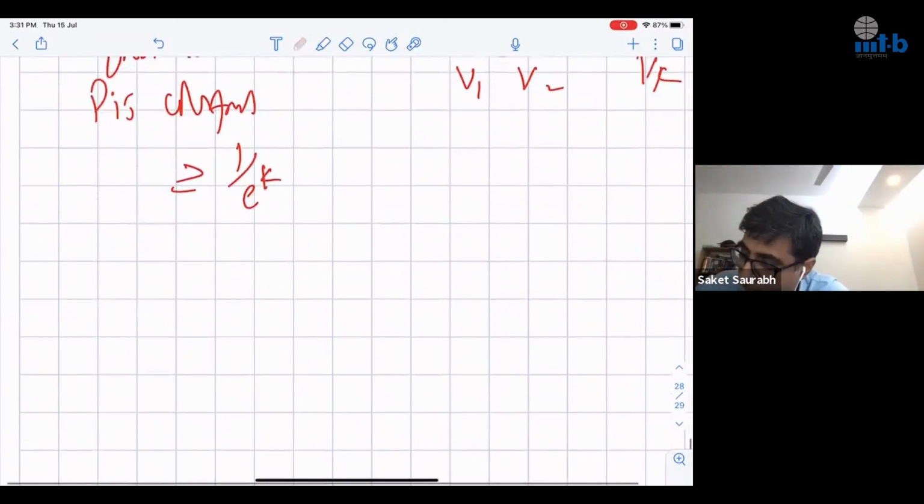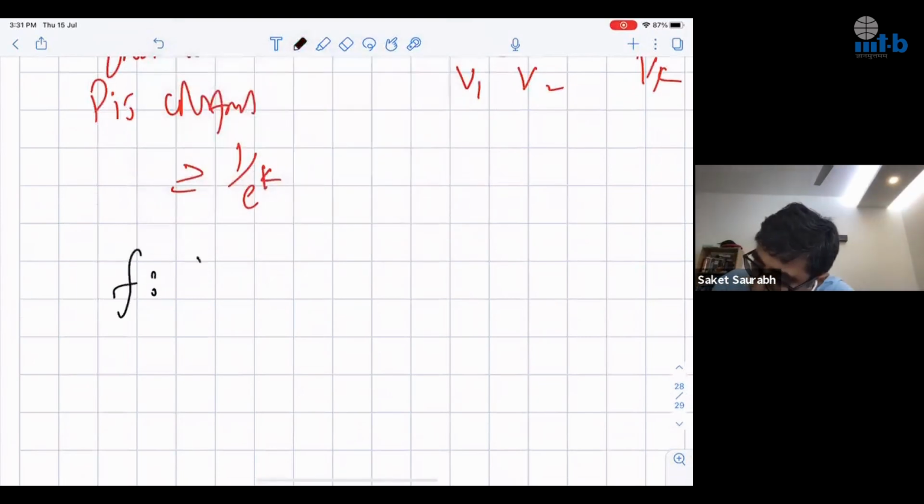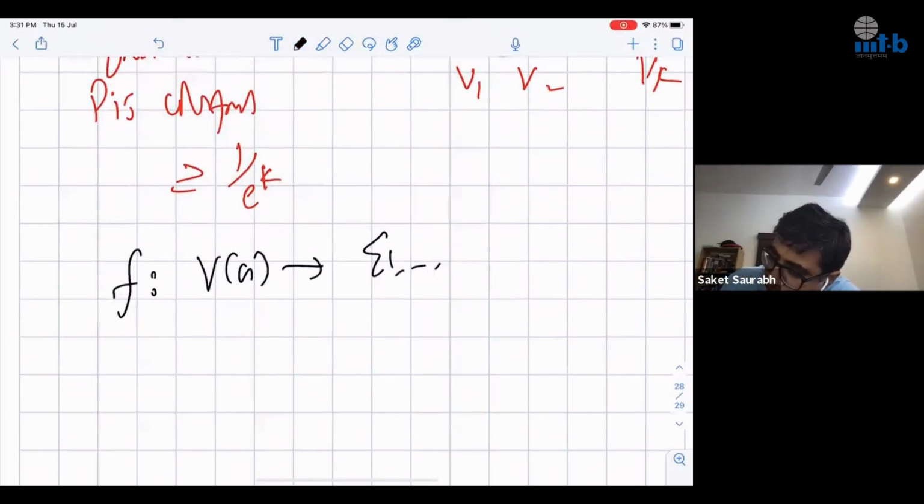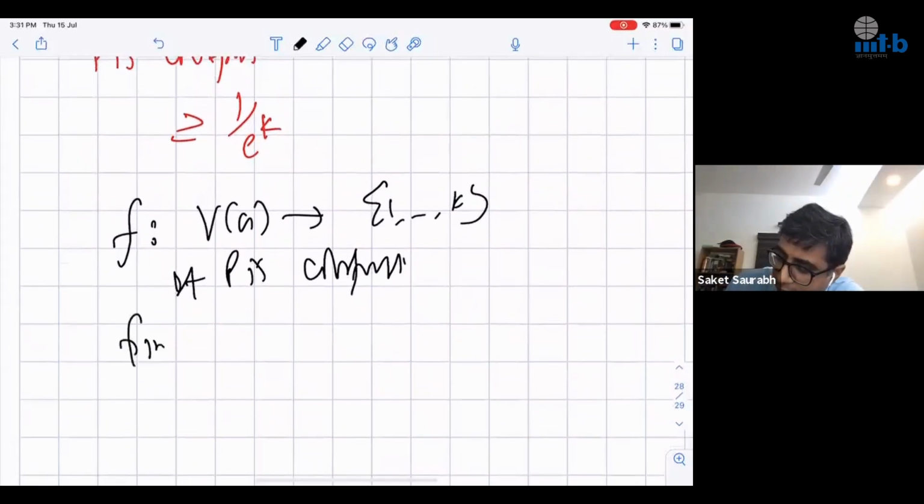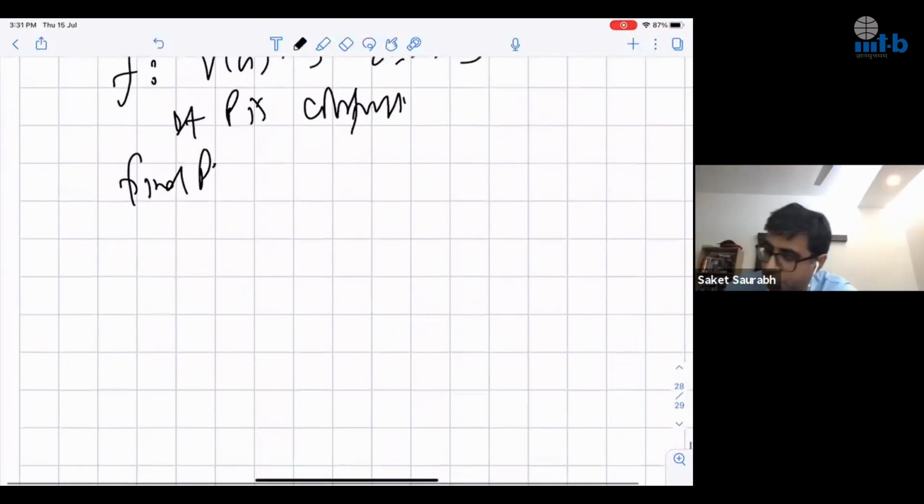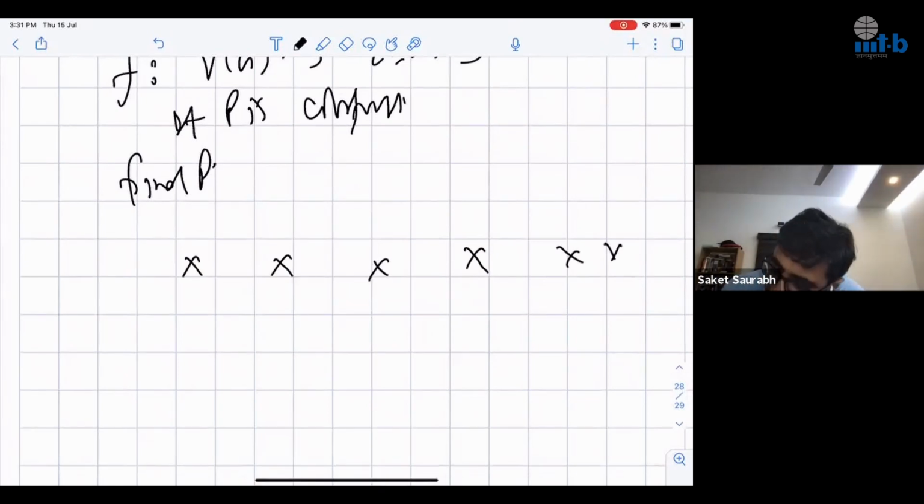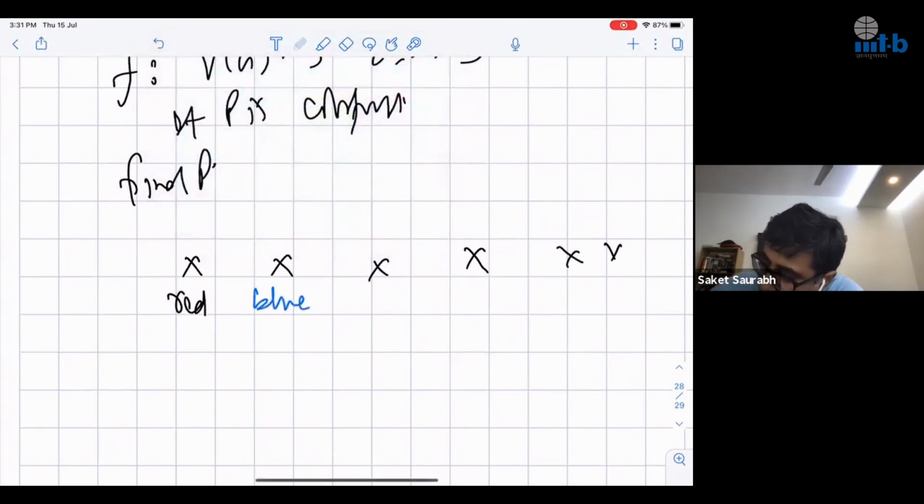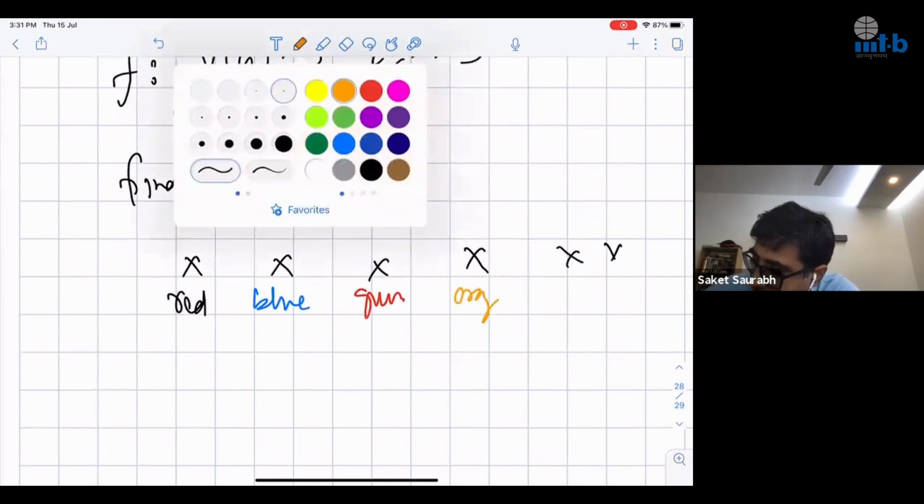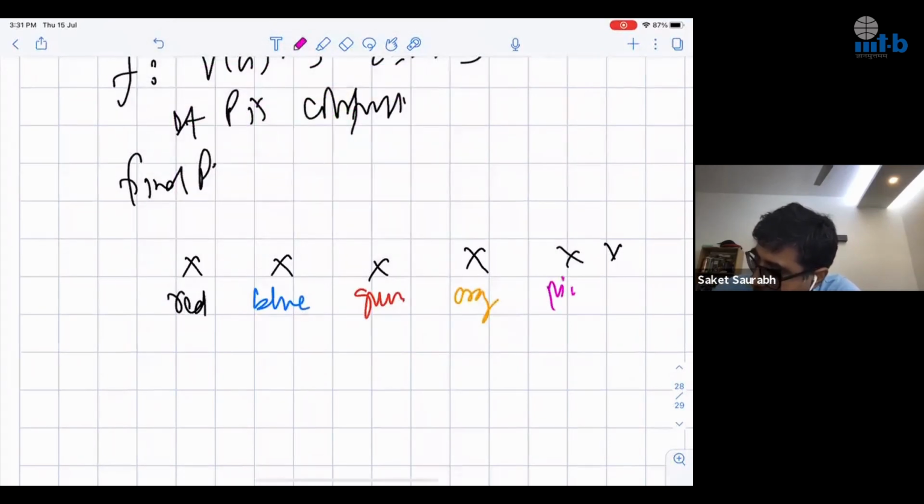So now what I know is that I have a function from the vertex set of G to 1 to k such that P is colored fully. Find P. Very easy. So like a child, I write this down. I say, hey, the first color is red, the second color is blue, the third color is green, the fourth color is orange, the fifth color is whatever, pink.